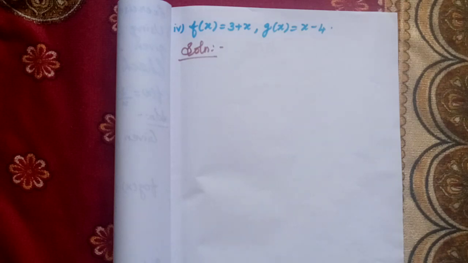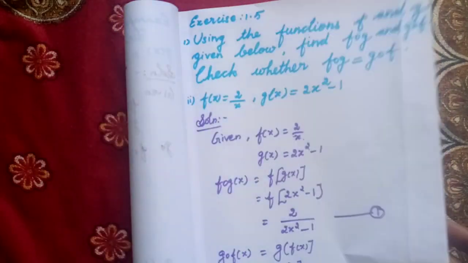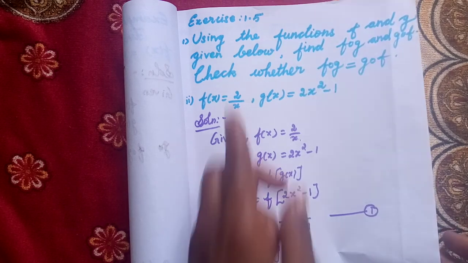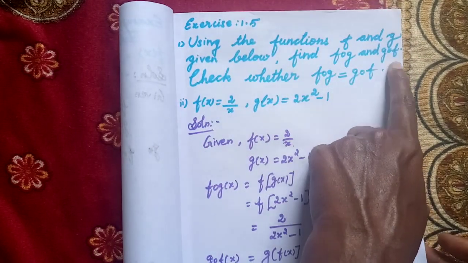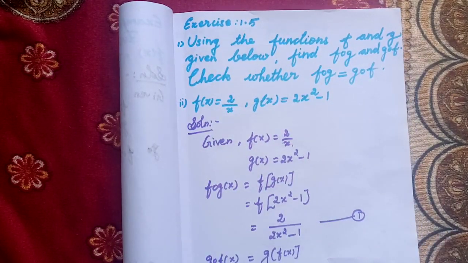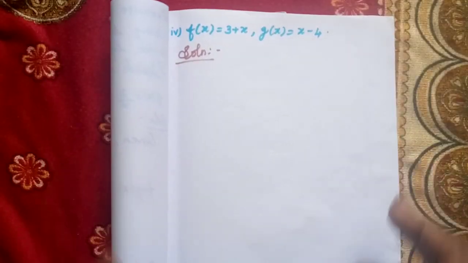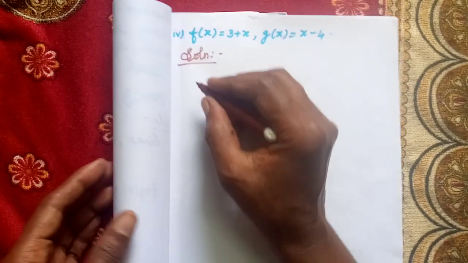Then I am going to explain the fourth question. What's the question? Using the functions f and g given below, find f composite g and g composite f. Check whether f composite g is equal to g composite f. The second problem I have already completed. The third problem is also homework. First and third problems are homework. Now I am going to explain the fourth problem.